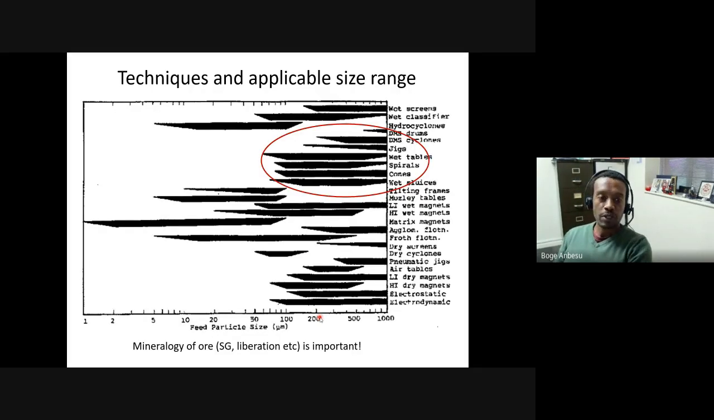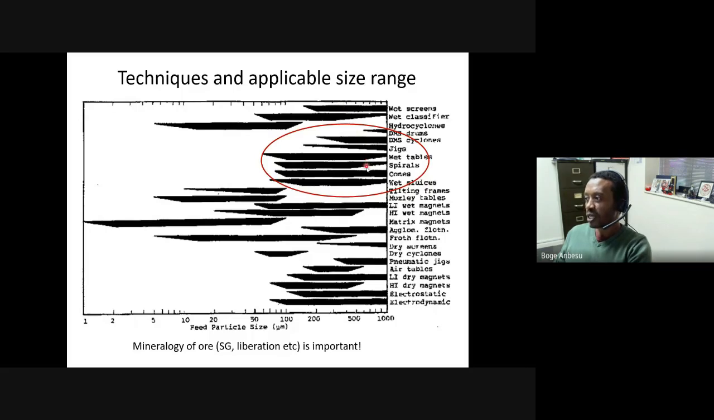Okay, so talking about size range and different methods for separation. For example, if you look at this graph here, the x-axis is particle size, and the vertical one is showing you different methods for separation. When you deal with coarse particles, as I said, this one is size. So at large particle size, usually screening will work well. Wet screening should work really well.